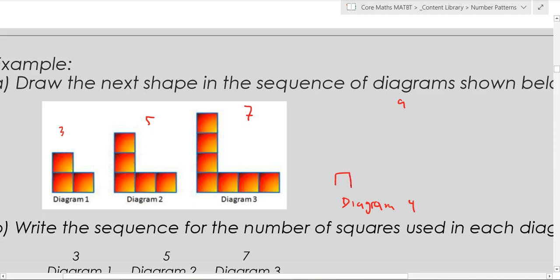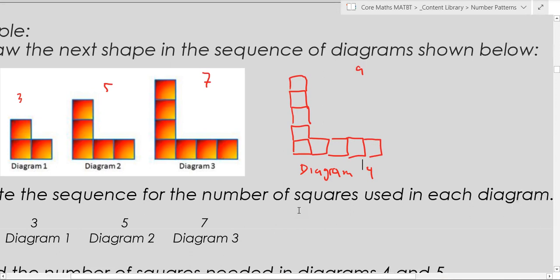Okay, so before I keep going, you can see that the blocks get added on top of the current picture. Alright, so that means if I imitate that for now, diagram 4 should have an extra 2 blocks on top of them. Okay, and it'll have 9.